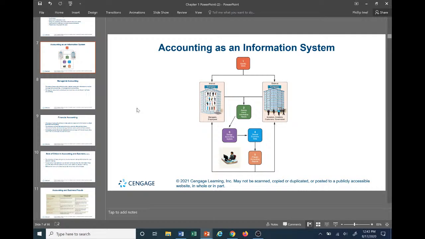So that's one of the identified users: the internal users within the company, like its managers and employees. The second one will be external to the company. The external users would be comprised of investors, creditors, customers, or the government. So these are all external users that actually have a different type of information that they might need as opposed to the managers and employees of the internal side of the company.